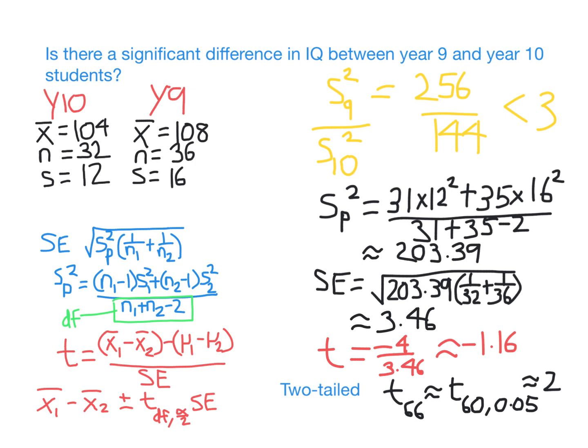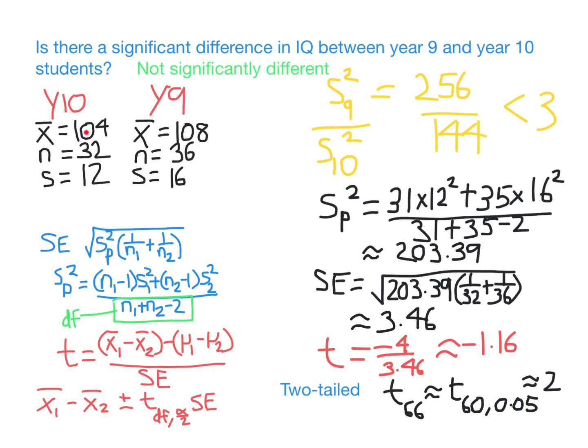And so in this case, we'd fail to reject H0. There is no statistically significant difference in means. Clearly, there is a difference in the sample averages, but it's not significant. At the 95% confidence level, we can't say that the population means would be different for these two groups.